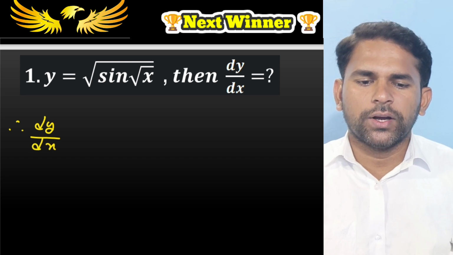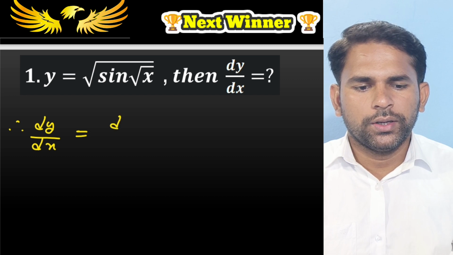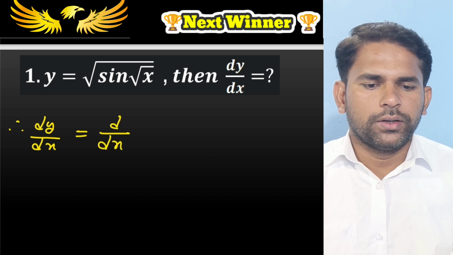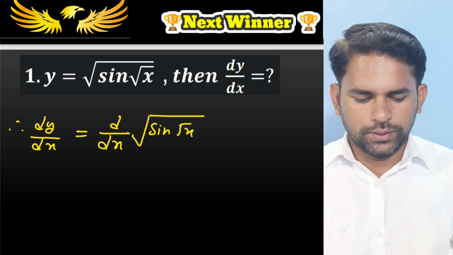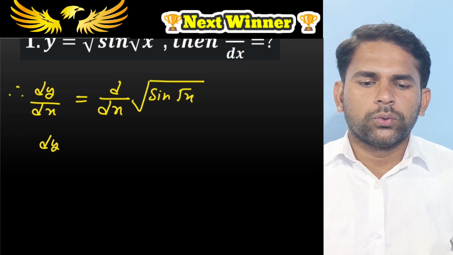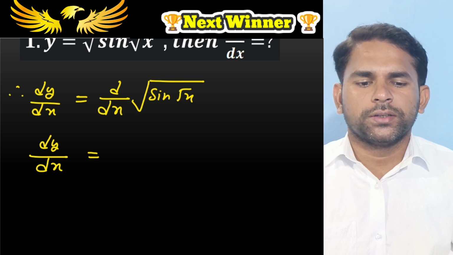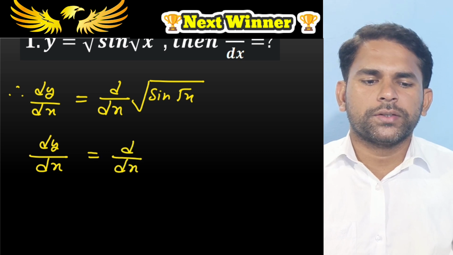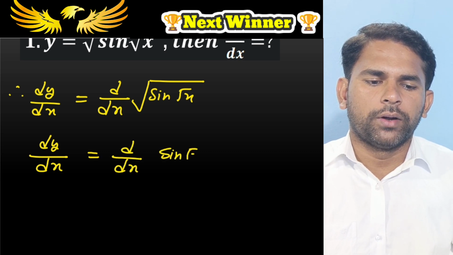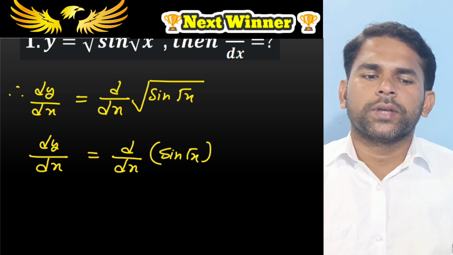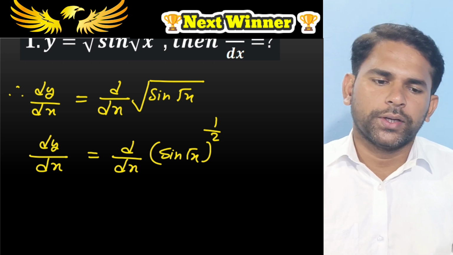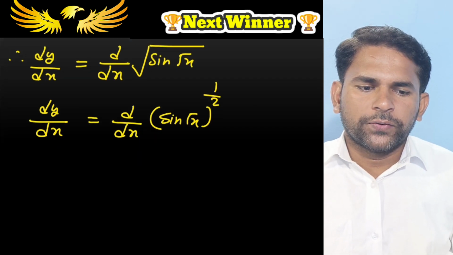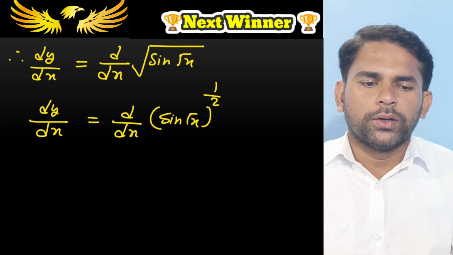So we can write dy over dx is equal to d over dx of root sine root x. Whenever you face a root type differentiation, first you change it according to the power. So we can write root sine root x in the power form like this: sine root x power 1 by 2. Okay, you are going to differentiate sine root x power 1 by 2.